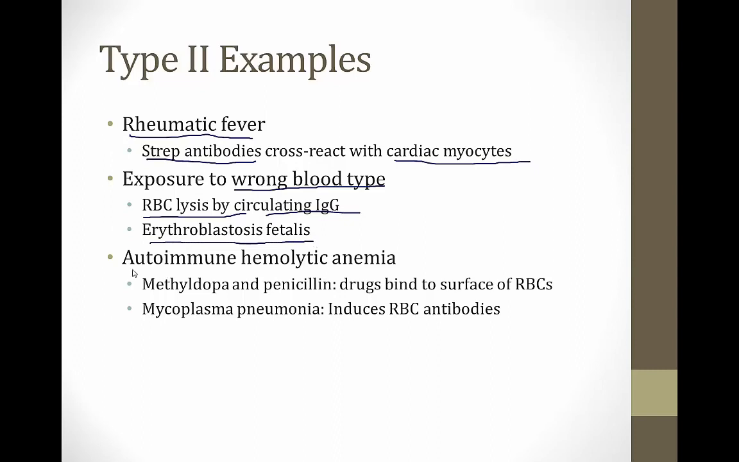Another example is autoimmune hemolytic anemia. In this case, antibodies bind to and destroy red blood cells. Methyldopa and penicillin are two drugs that classically can cause an autoimmune hemolytic anemia. The drugs bind to the surface of red blood cells, and then antibodies can bind to these targets and destroy the red blood cells. Another example is mycoplasma pneumonia. Patients with mycoplasma pneumonia sometimes develop autoimmune hemolytic anemia, and that's because for reasons that are poorly understood, this infection induces antibodies against red blood cells.